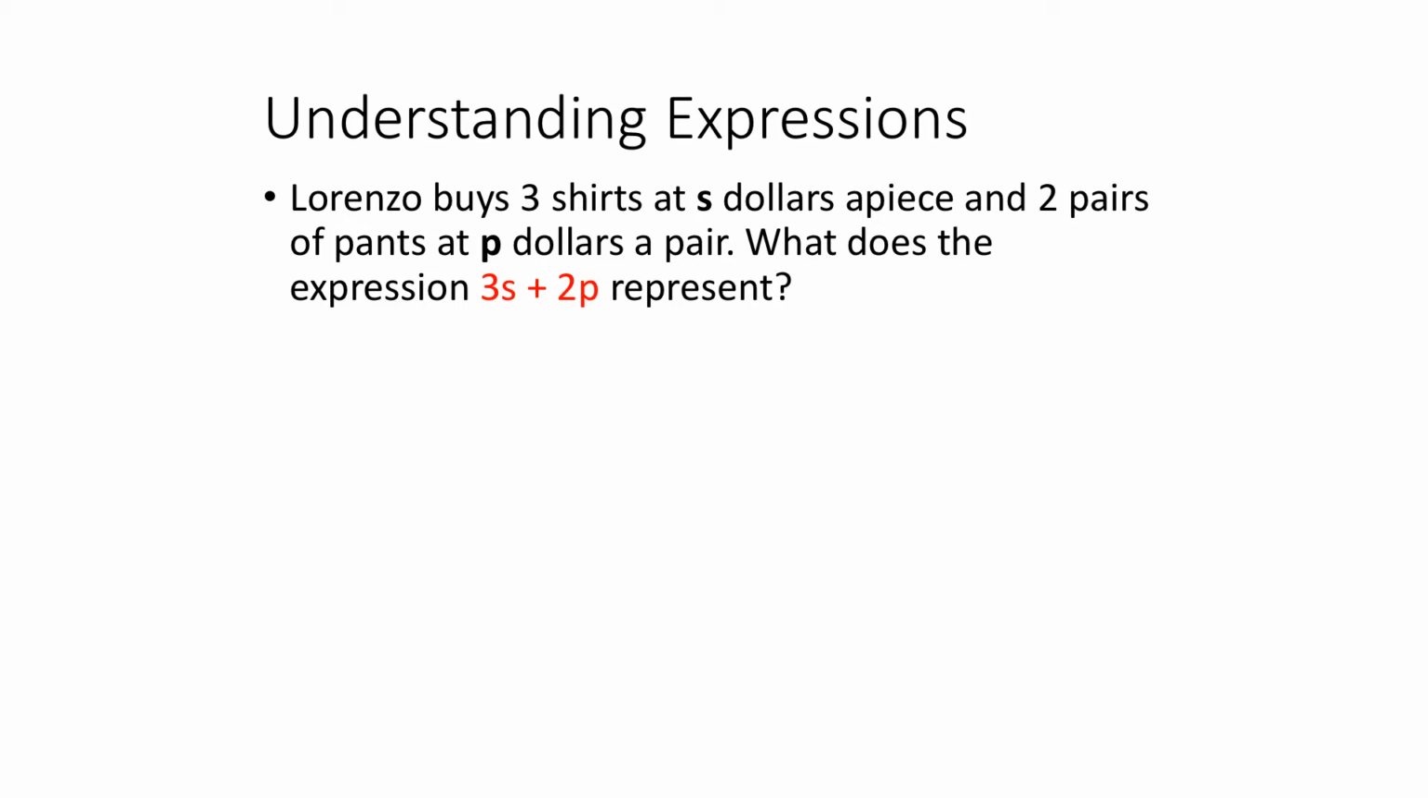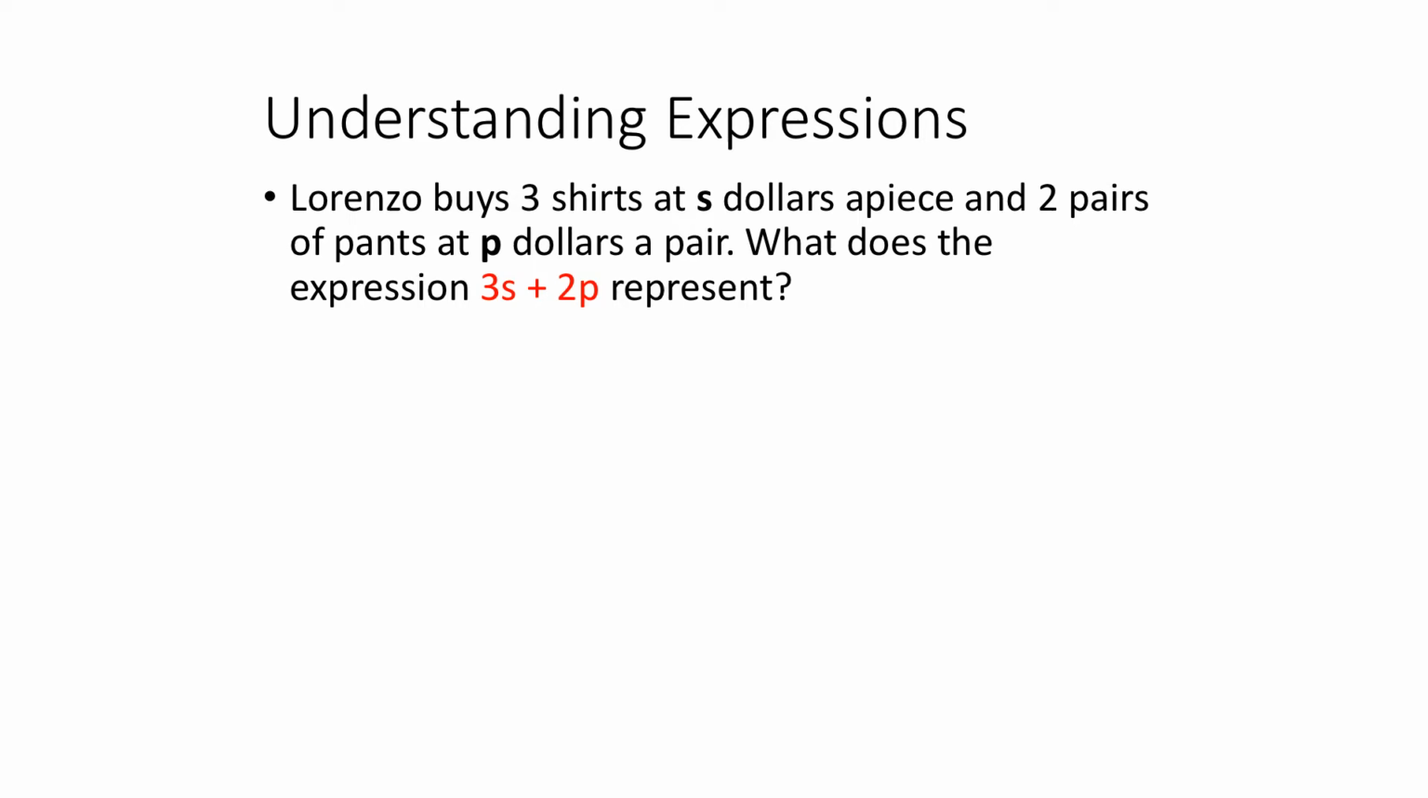Now, the last video left off with a question very similar to this, asking you what these different pieces represent. So we're going to pull this apart and look at it. If we read this, Lorenzo buys 3 shirts at $S apiece and 2 pairs of pants at P dollars a pair. And so we want to know, what does this expression represent?